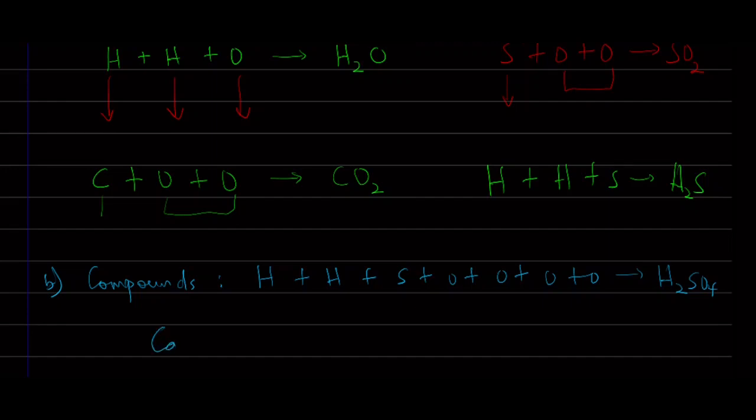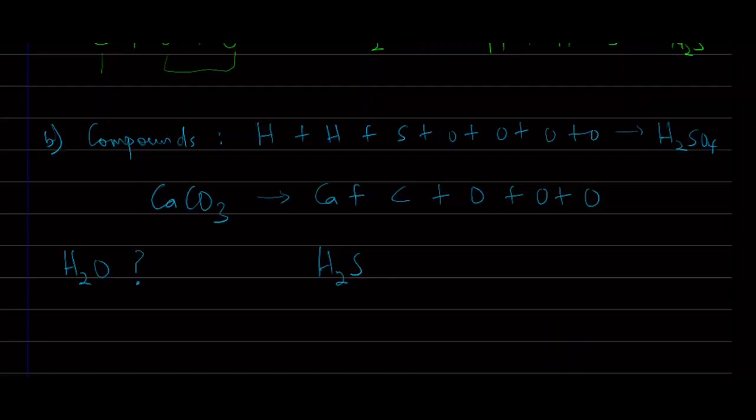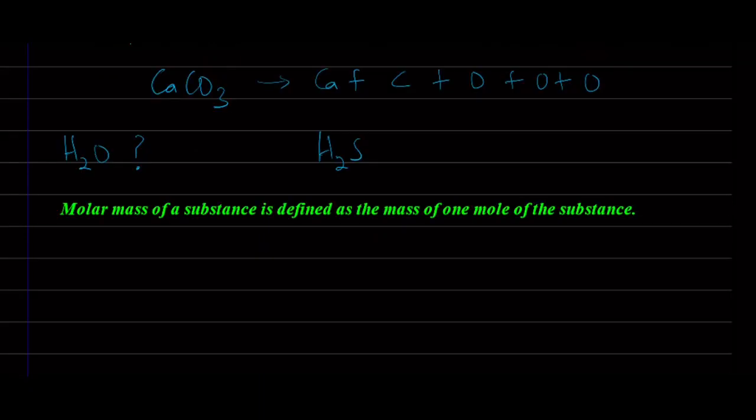We have another one, CaCO3. It is a chemical compound because it is formed by calcium, Ca, carbon, and oxygen, and we regard this as a compound. With what we have discussed, it will help us to understand what's meant by molar mass and molecular mass. So let's look at molar mass of a substance. Molar mass of a substance is defined as the mass of 1 mole of the substance.